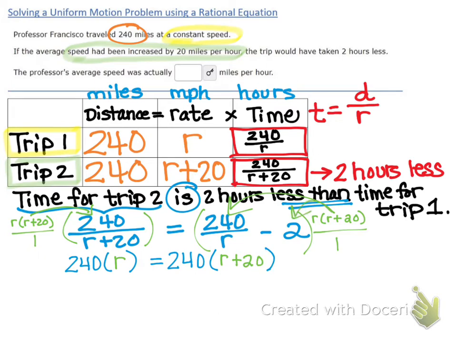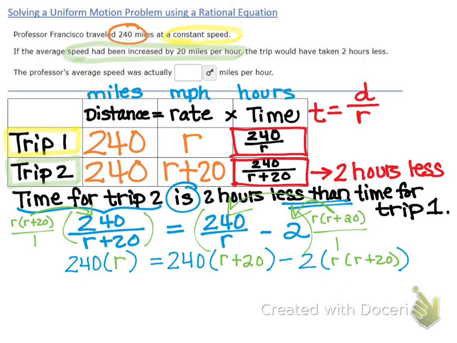But then we're going to have minus 2 times r plus 20. So when we distribute the LCD to the constant minus 2, nothing divides out. So the whole LCD is going to get multiplied by negative 2. All right. Now we get to simplify.